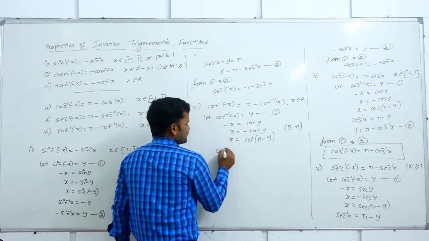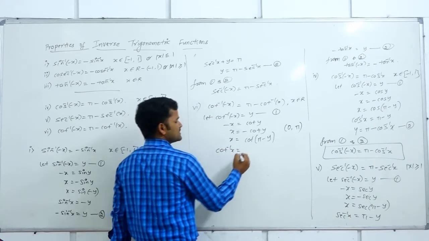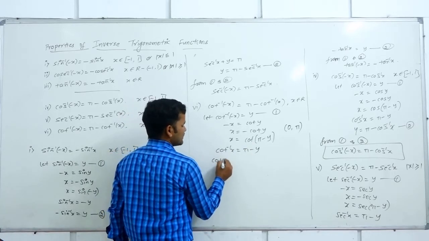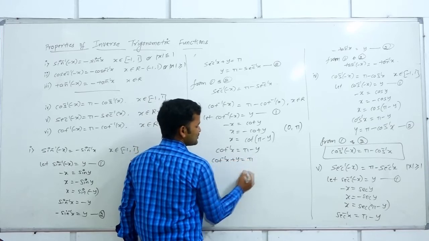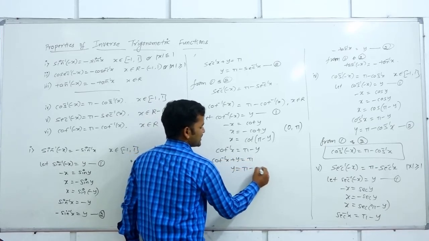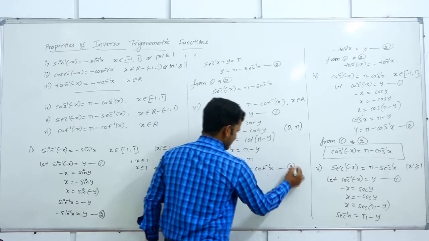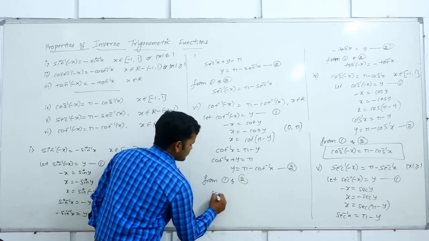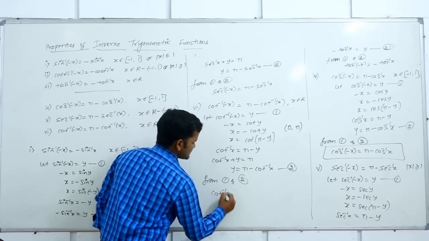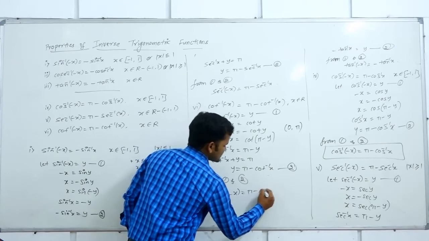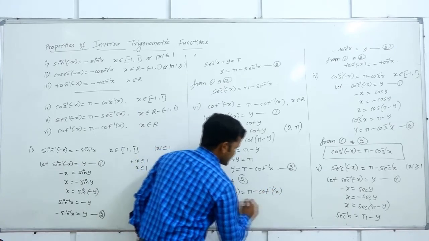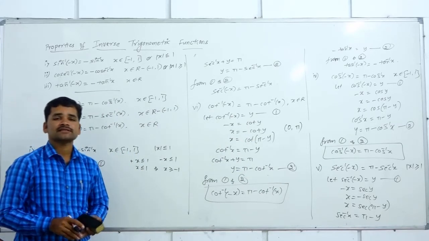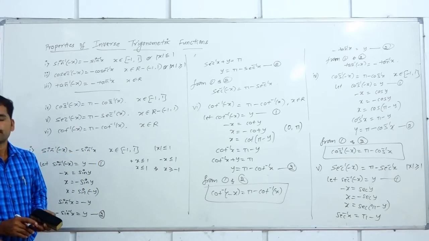According to the definition, this will be cot inverse of x is equal to pi minus y. You separate for y. Taking y to the left hand side, cot inverse of x plus y is equal to pi, then y is equal to pi minus cot inverse of x. This is equation 2. From 1 and 2, we have cot inverse of minus x is equal to pi minus cot inverse of x. With these 6 inverse trigonometric function properties, we can solve the problems of the first exercise 2.1 very easily.